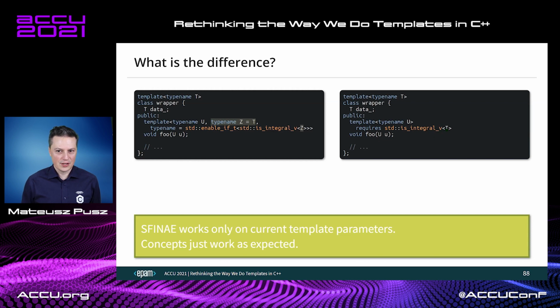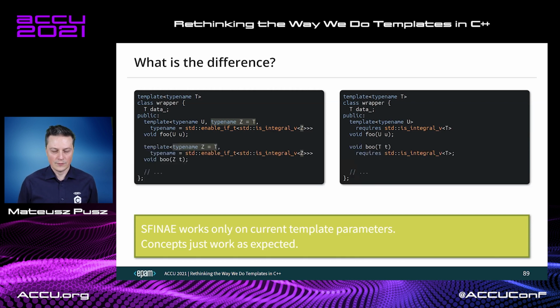In case of concepts, it just works. Concepts are not SFINAE, and actually, based on my experience, they are much faster to compile than SFINAE. Also, if you want to constrain a regular function that's not even a template, with constraints, you can do this easily. Here, you have to make this function a class template again. Sorry, a function template again. Right? That will take parameter Z, that's defaulted to T, and then make SFINAE on this one.